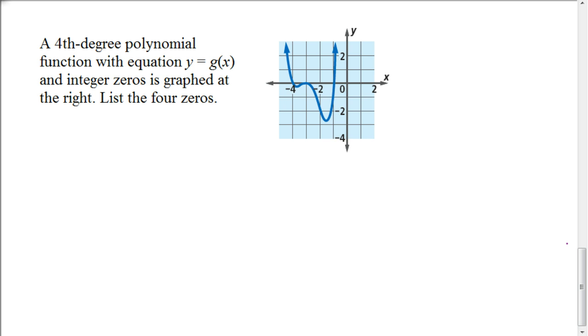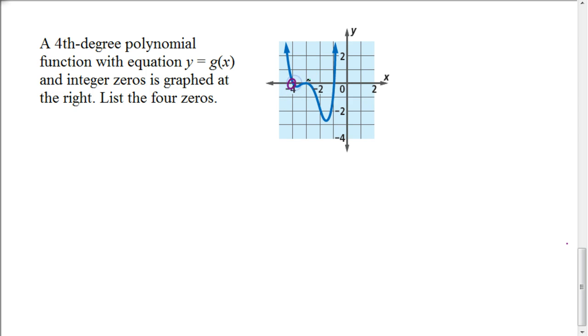Why don't you take a second and look at this one. It says a 4th degree polynomial function with the equation y equals g of x. We don't actually know the equation. And integer zeros is graphed at the right. List the 4 zeros. Make sure that you include multiplicities if they're on this one. Pause the video and hit play when you're ready to check your answer.